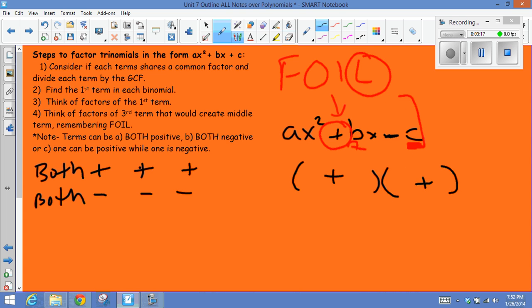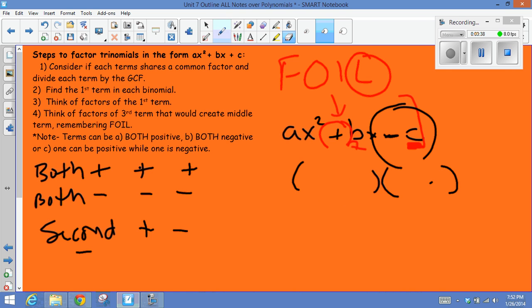Now, the same logic applies here. If the second sign is negative, the only way to get a negative number when you multiply two numbers together is to have one of them be positive and one of them be negative. So if I end up with a c that is negative, I'm going to have a plus and a minus. Now, I can use this sign here to help me decide which one of these is positive and which one is negative, but we'll talk about that a little more when we have some examples. It's easier to see. So for now, this is what we need to know.